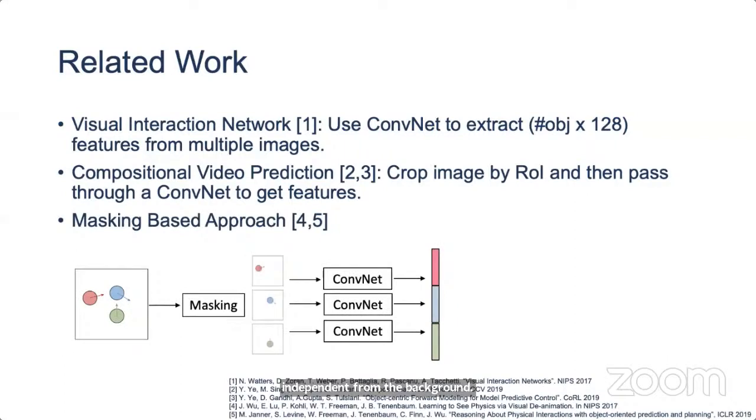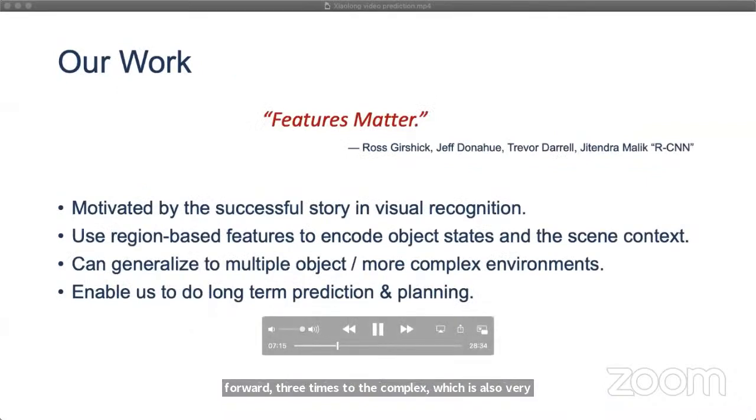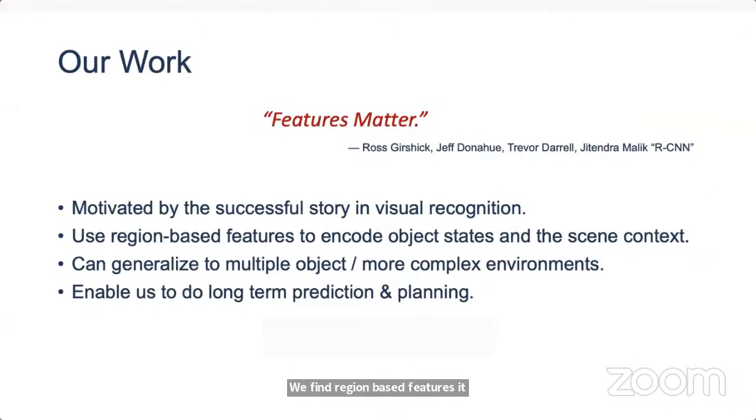There are also works that first mask out other objects and then extract an individual object-centric representation, taking the whole image as input. But then if there are 3 objects, you need to forward 3 times through the ConvNet, which is also very time-consuming. So motivated by the success in computer vision, especially in object detection, we find region-based features are actually very useful and powerful to encode the scene context and the object features at the same time. This can allow us to build better prediction and planning models, which can also be generalized to multiple objects and more complex environments.